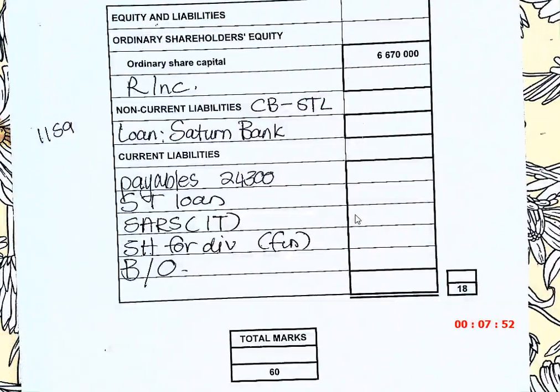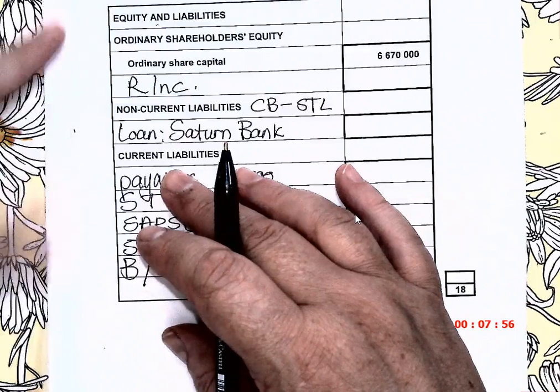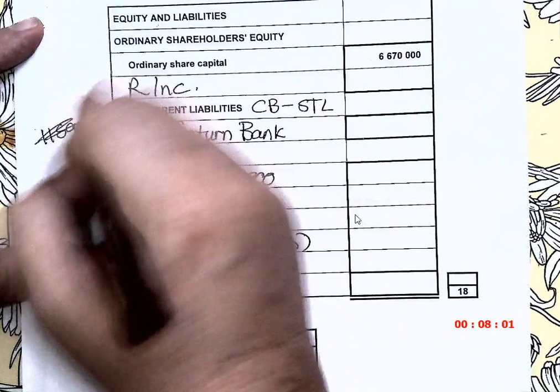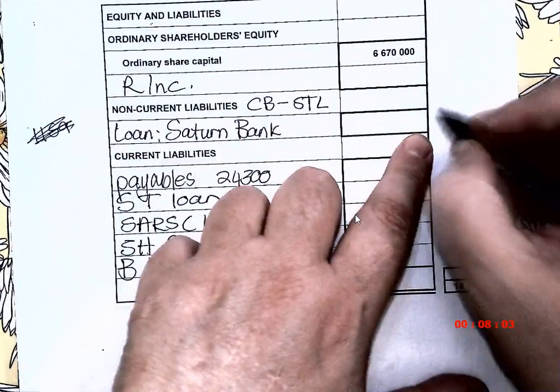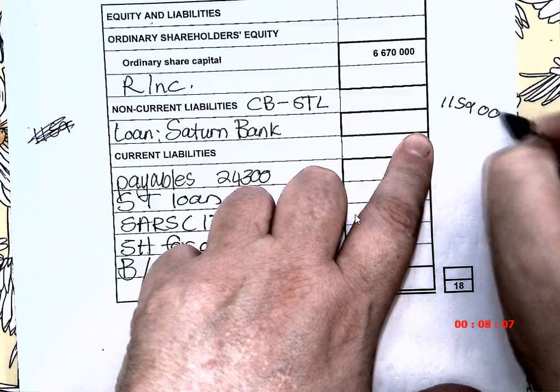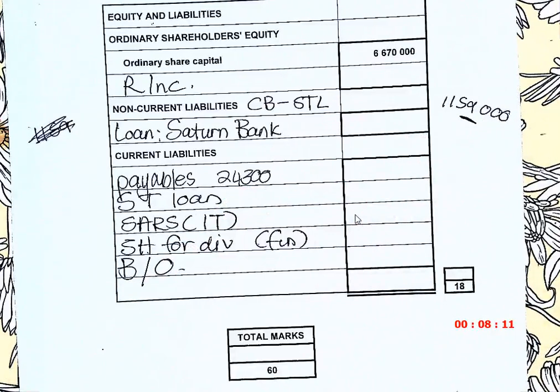Can you see I'm doing something wrong? What am I doing wrong? I'm writing in the fold. So it means they won't be able to see it. So I would rather write on this side. 1,159,000 is my closing. And now I want my short-term loan.